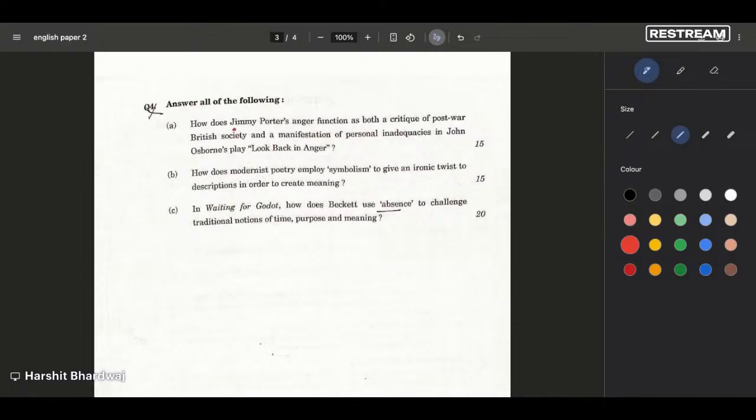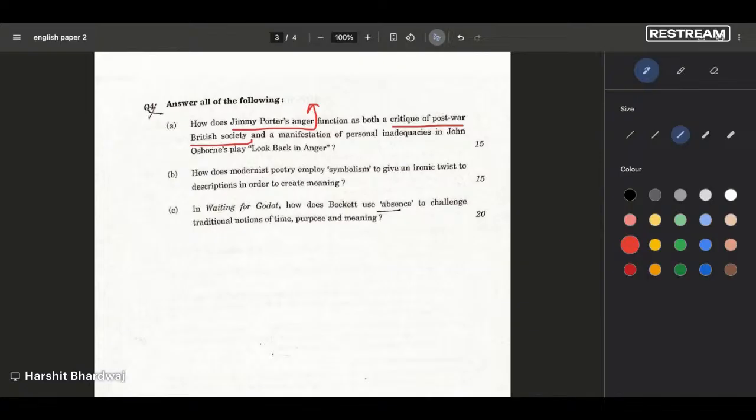Now Jimmy Porter's anger is the key conceptual idea, right? When you read Look Back in Anger, Jimmy Porter's anger: how, why, how is it manifested in the play? How does Jimmy Porter's anger function as both a critique of post-war British society and a manifestation of personal inadequacies? Now, there are two things happening here. Critique of post-war British society. This in itself has been asked as a question more than once. How is Look Back in Anger a critique of post-war British society? Critique of contemporary British society. So this in itself is a complete question, a complete idea.